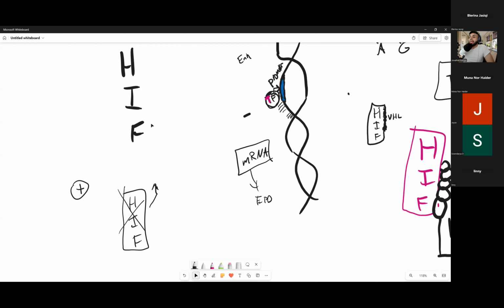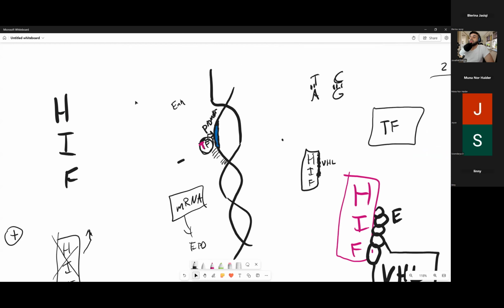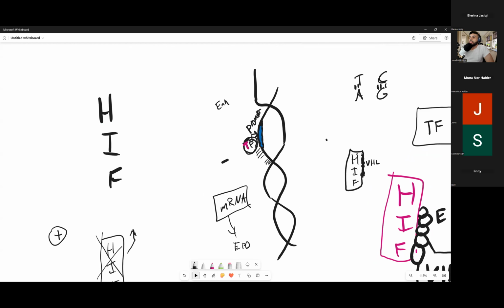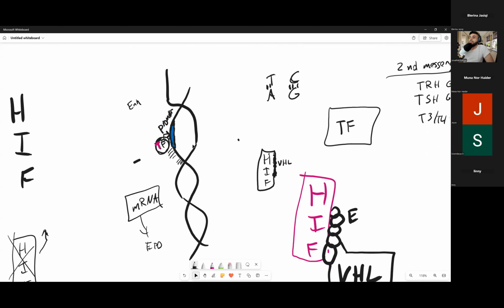Okay, so what I'm saying is HIF is liberated. It's free. So HIF starts to enhance the promoter region, which will then have affinity for transcription factors. Transcription factors will bind, and then that itself allows for RNA polymerase to bind.